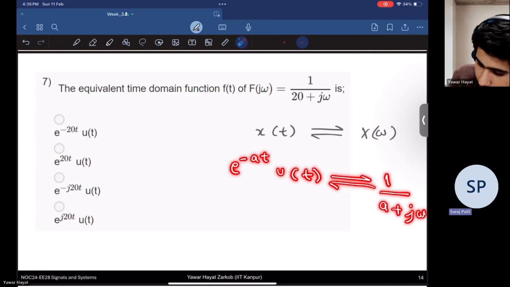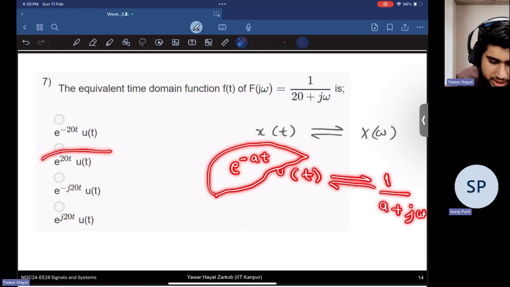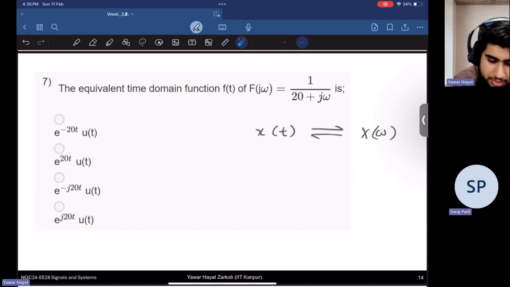Sir, I'm confused between option D or B. Option D or option B? In one of the options there is j. Do you see j here? No, sir, j is not there. So this should be the correct one. In fact, B, this one should be correct. There is a minus sign.